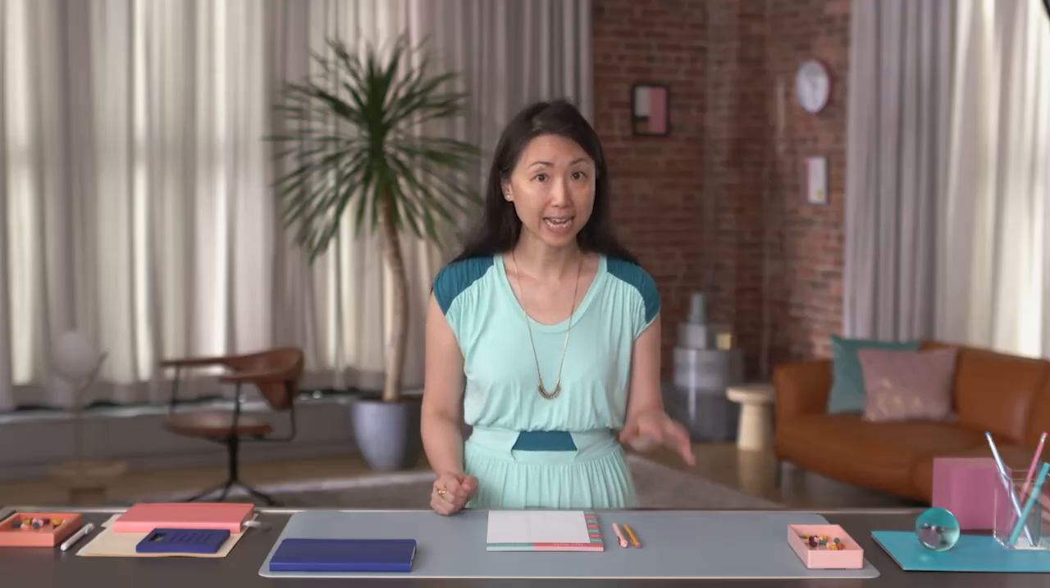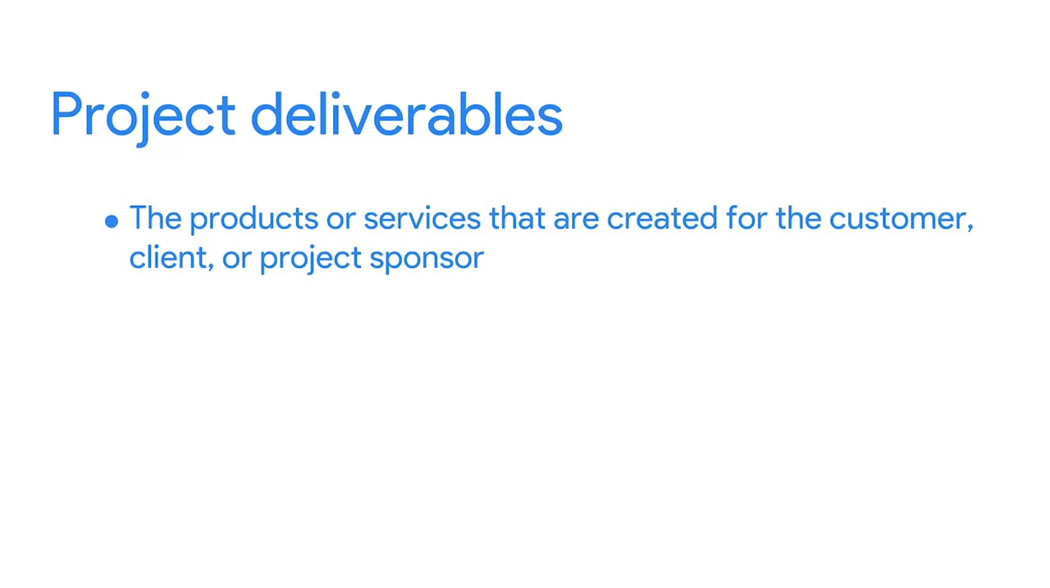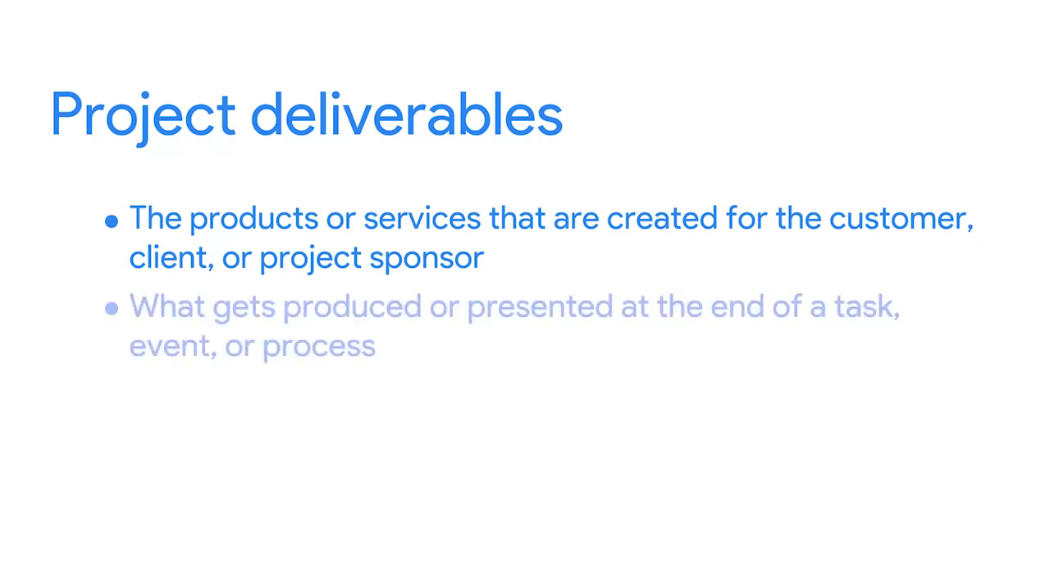Once you have the goals nailed down, it's time to examine the project deliverables. Project deliverables are the products or services that are created for the customer, client, or project sponsor. In other words, a deliverable is what gets produced or presented at the end of a task, event, or process.